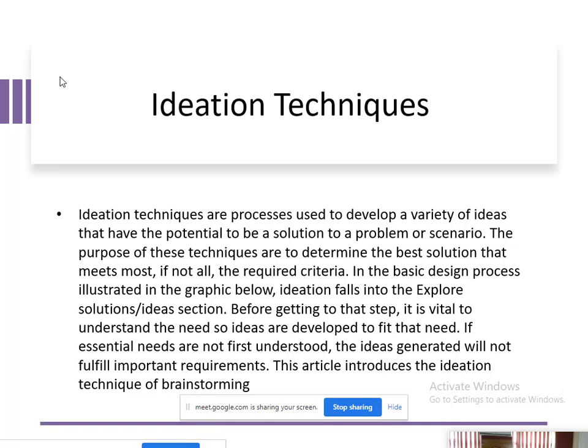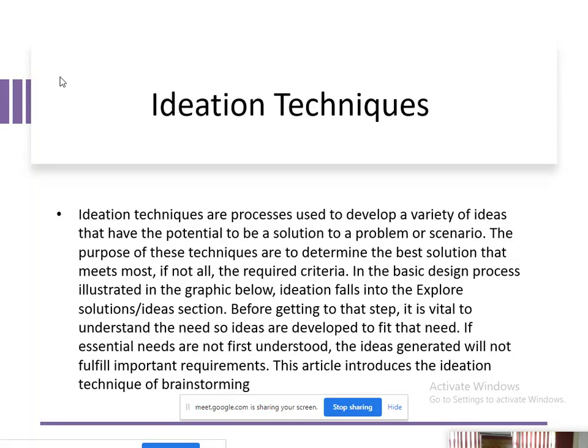Okay, next one is ideation techniques. I already told you about ideation techniques. This is a very simple word through which we can understand: we have to think about the best solution. The main important parameter of this innovation is the best solution for the problem statement.